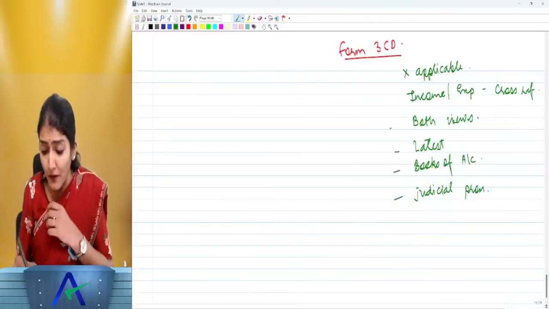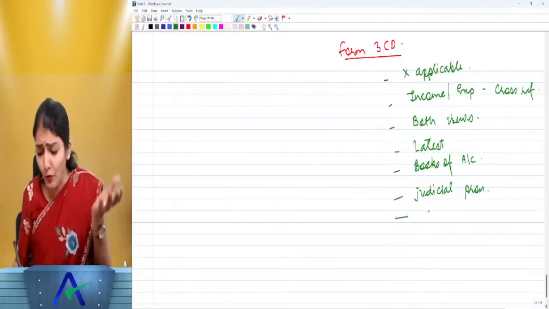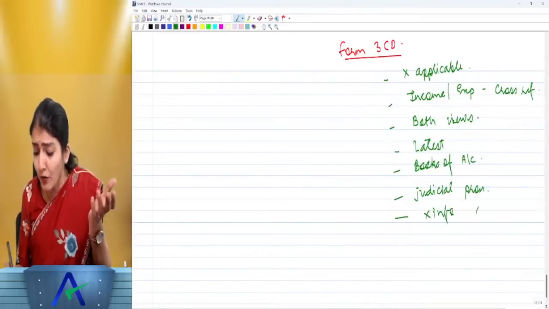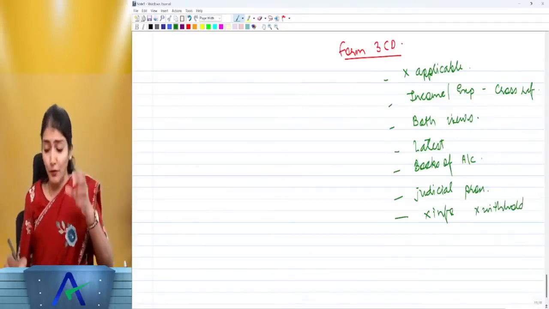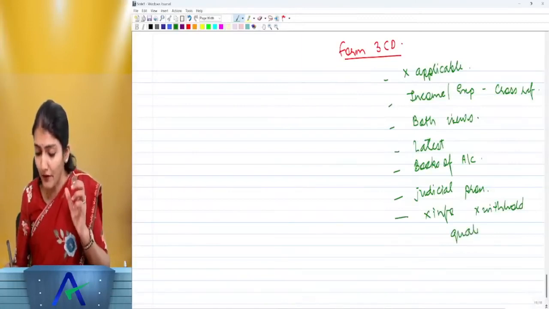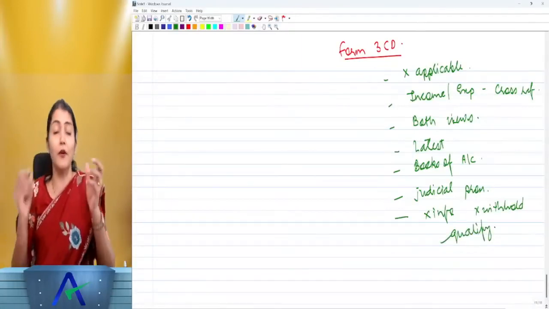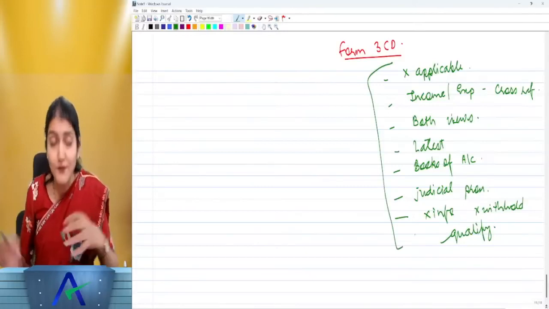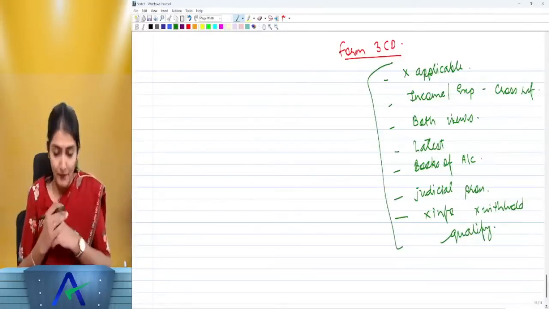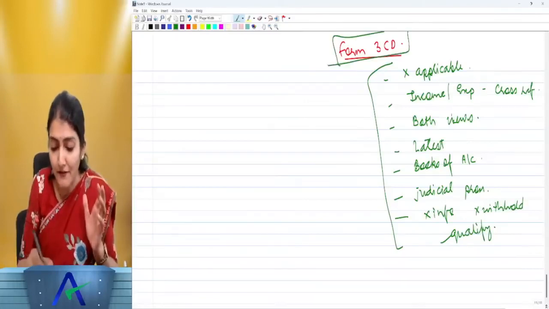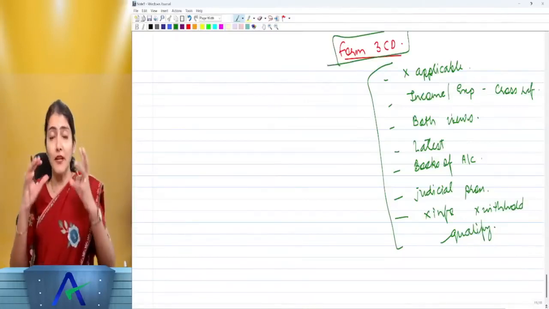And then what does it say? In case you don't get any part of the information, no need to withhold the entire report. You can qualify and issue the audit report. So these are the points to be kept in mind while furnishing the particulars in the Form 3CD.